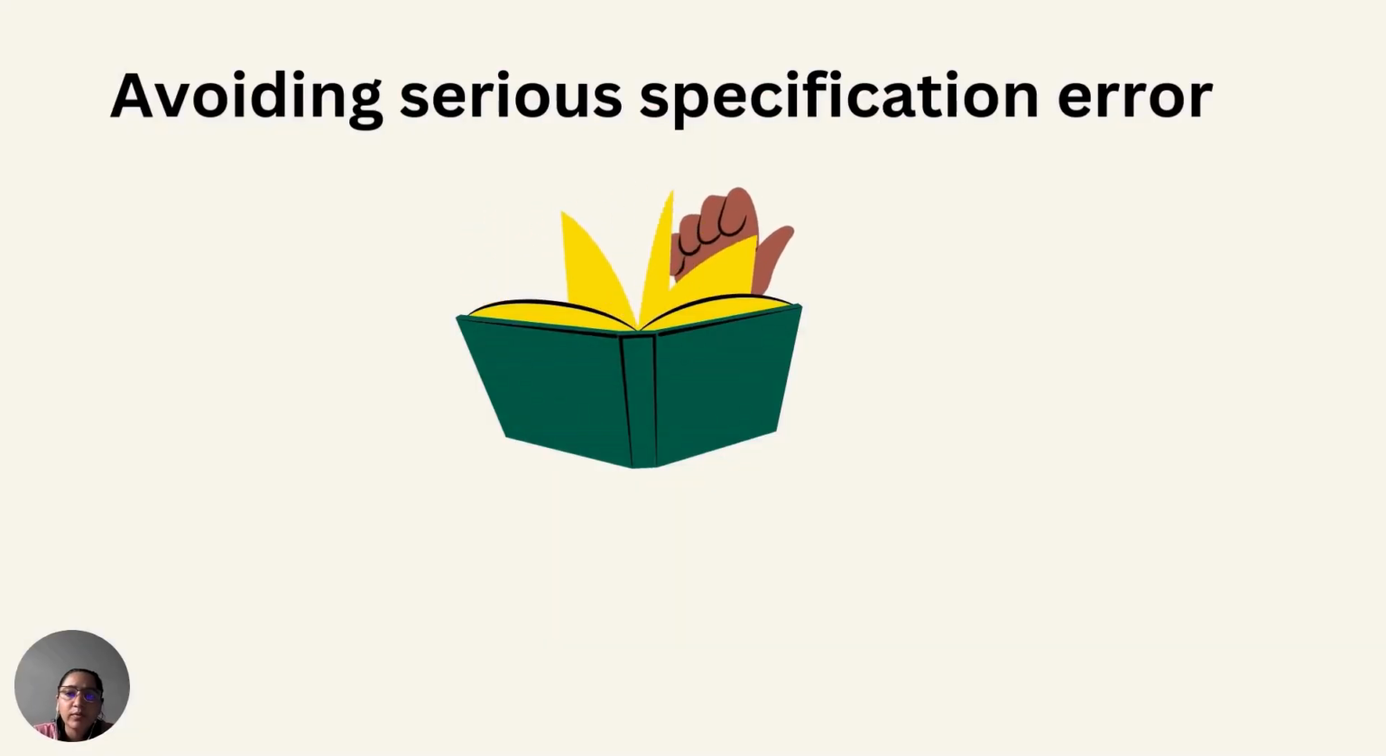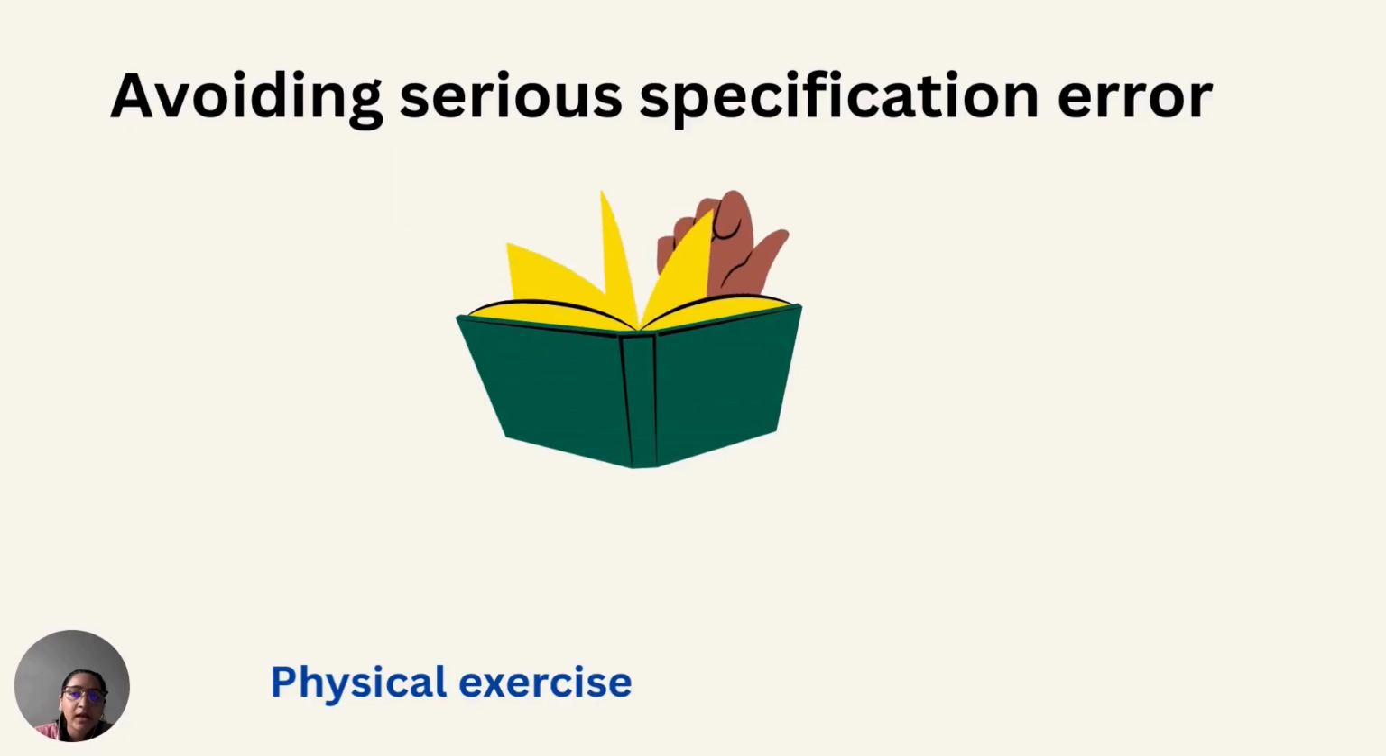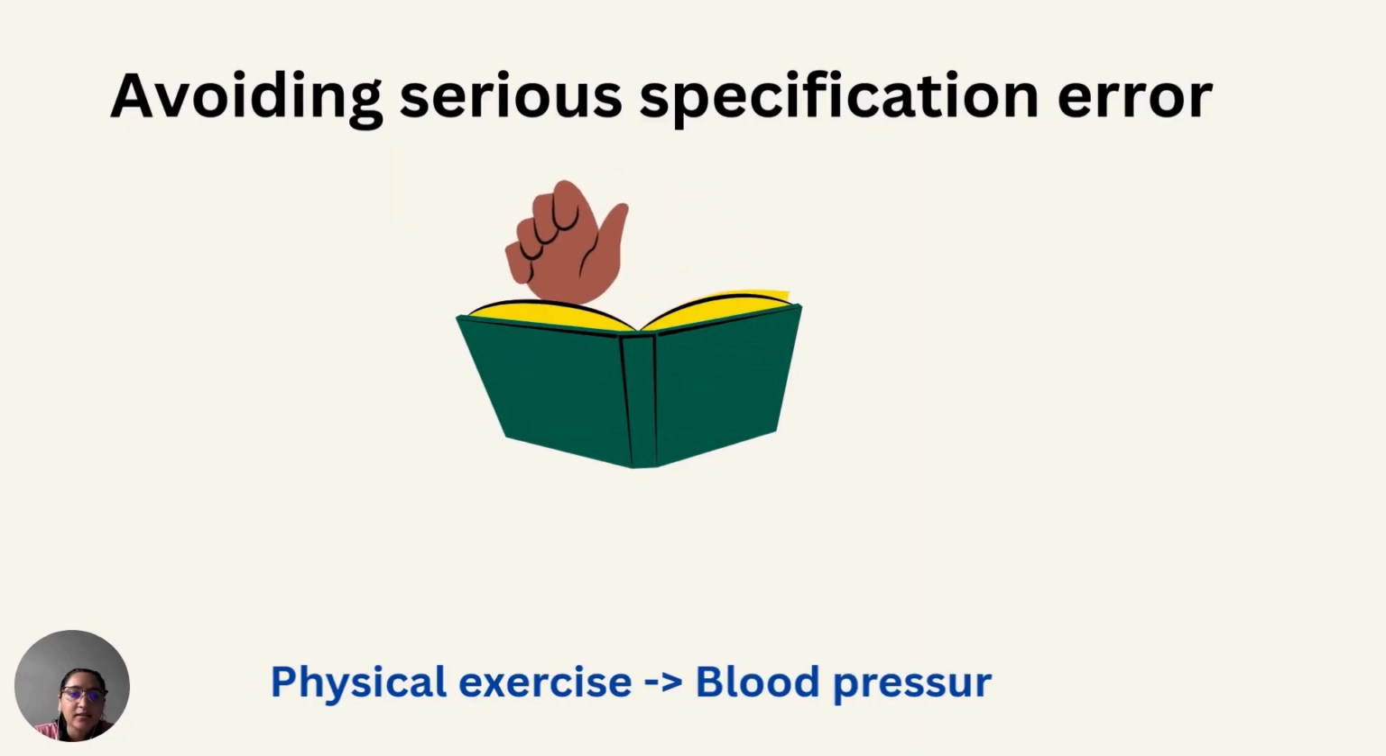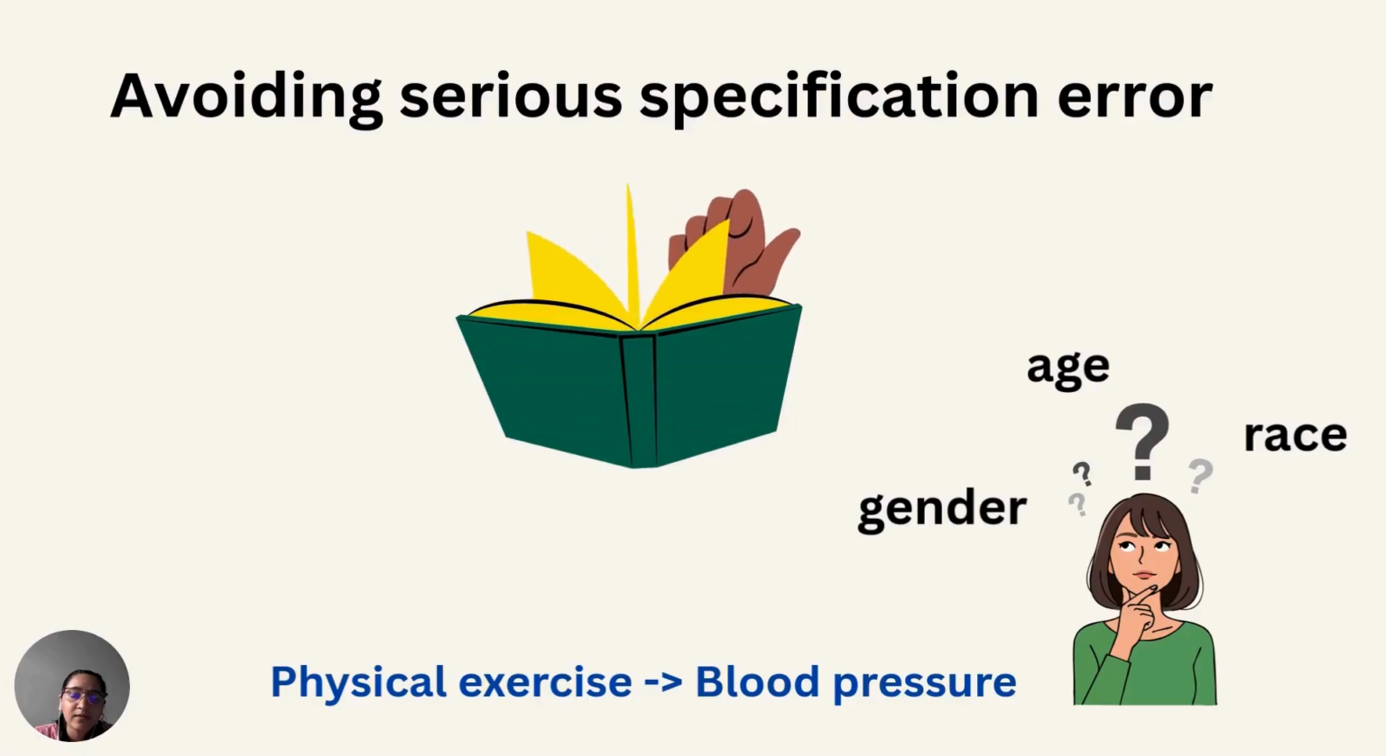So, one of the main ways to avoid a serious specification error is by doing a thorough review of existing theory and literature around the research question. For example, if we are studying the association of physical exercise and blood pressure, failing to adjust for the effect of confounding variables such as age, gender, or race could lead to a misspecified model.